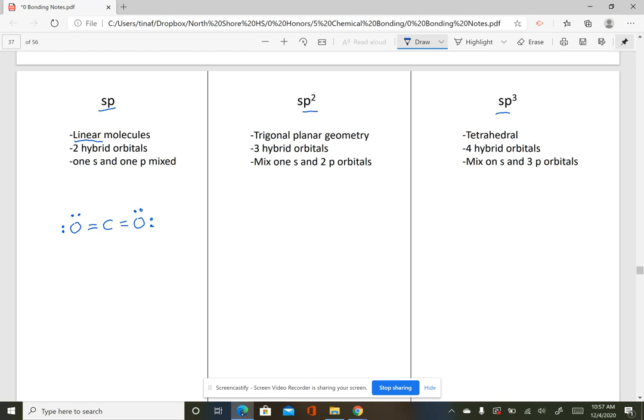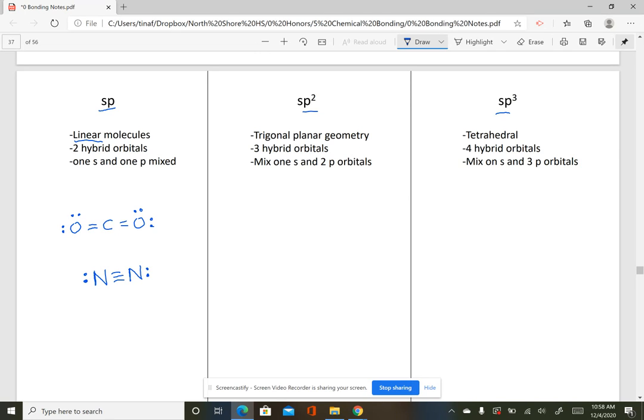Same thing goes for something like this. So technically in nitrogen, you don't have a center atom, but when you only have two atoms bonded together, their shape is linear. So you can say that it's an sp hybridization as well.